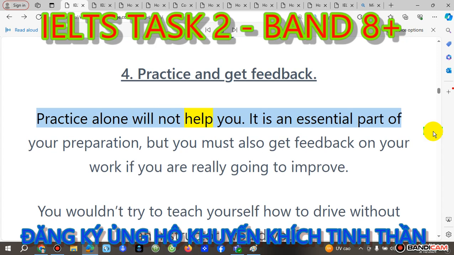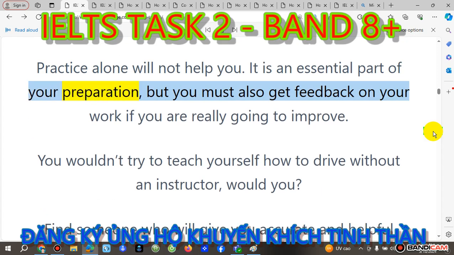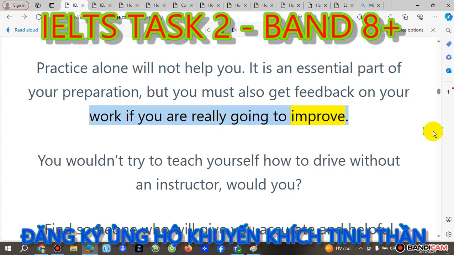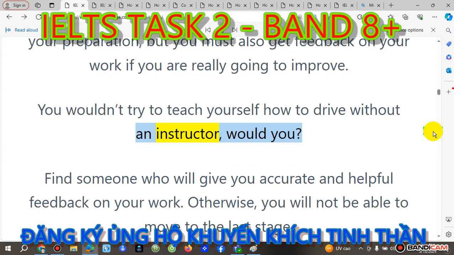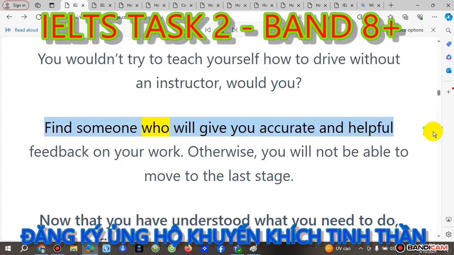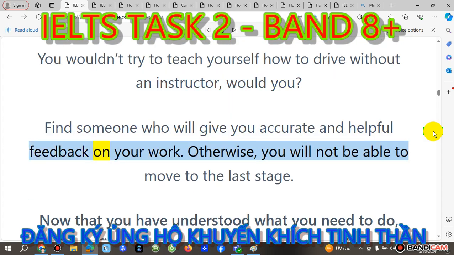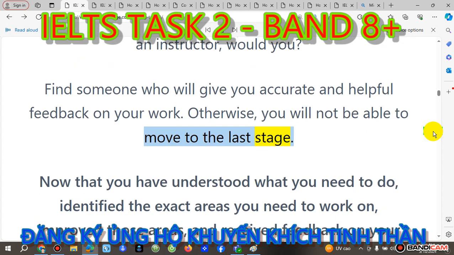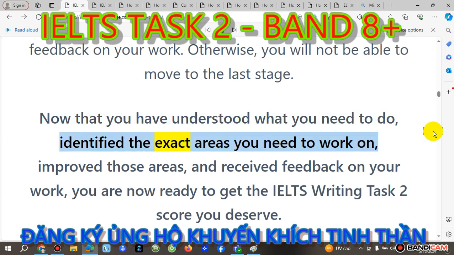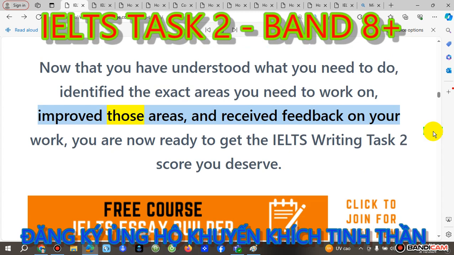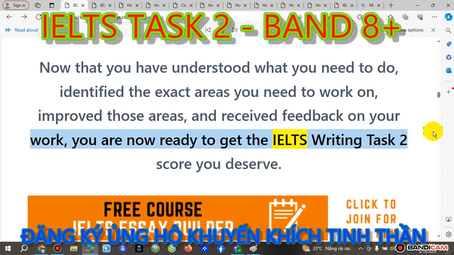4. Practice and get feedback. Practice alone will not help you. It is an essential part of your preparation, but you must also get feedback on your work if you are really going to improve. You wouldn't try to teach yourself how to drive without an instructor, would you? Find someone who will give you accurate and helpful feedback on your work. Otherwise, you will not be able to move to the last stage. Now that you have understood what you need to do, identified the exact areas you need to work on, improved those areas, and received feedback on your work, you are now ready to get the IELTS Writing Task 2 score you deserve.